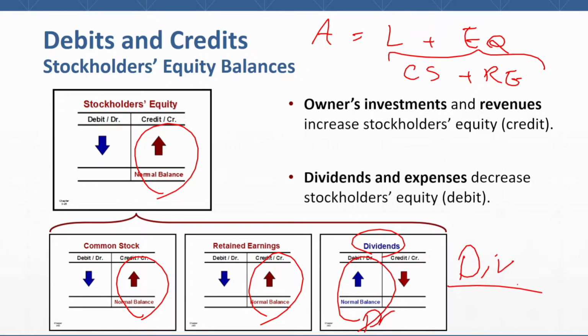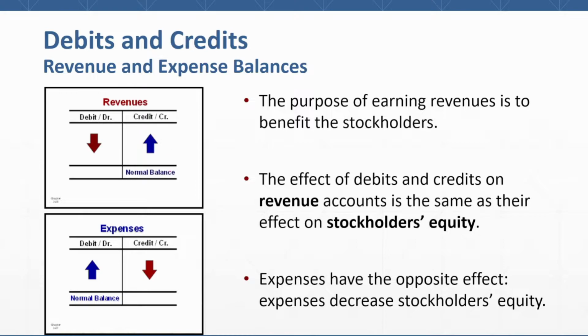So that's the only exception. Remember that. Revenues, normal balance is similar to liabilities and equities. It's credit. And expenses, normal balance is debit. So revenues increase equity. Expenses decrease equity.